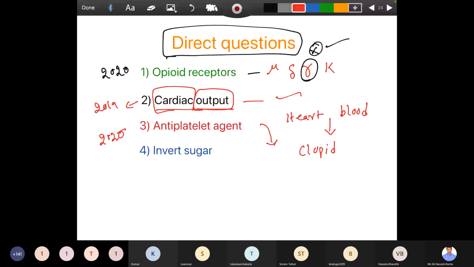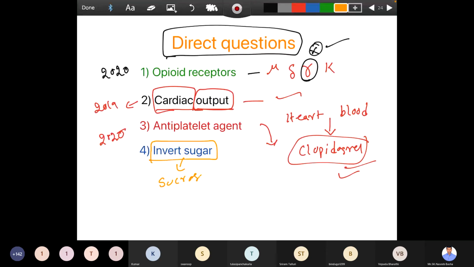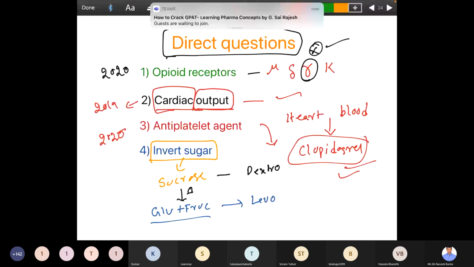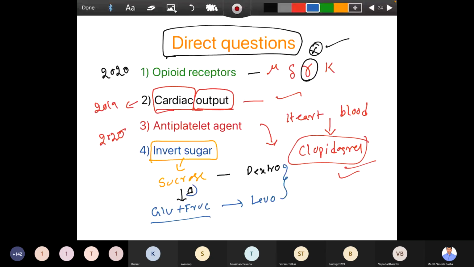And finally, again in 2020, there is a question about invert sugar. See, sucrose is known as invert sugar. The reason for this is that sucrose as such is dextrorotatory. But when you heat it in the presence of water, it gives glucose plus fructose, and this combination is levorotatory. What has happened to the rotation? It has inverted. That is the reason why the heated solution form of sucrose is known as invert sugar. Straight away a question, sucrose is among one of the options.